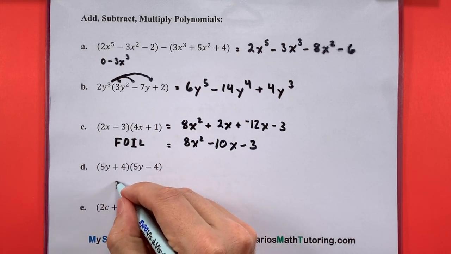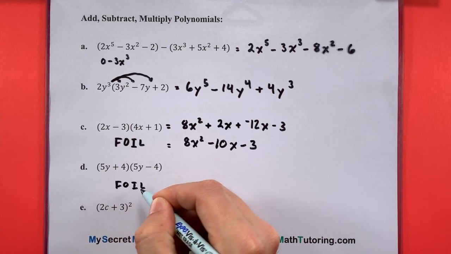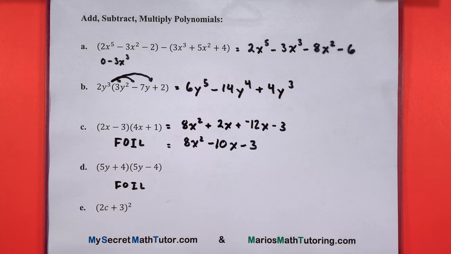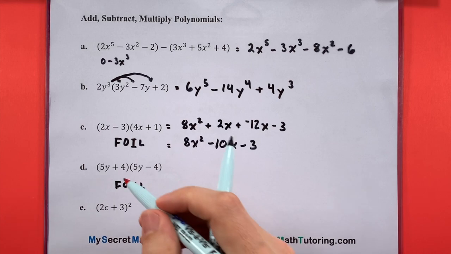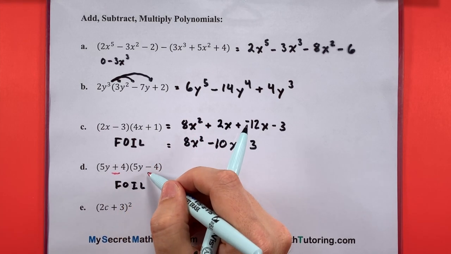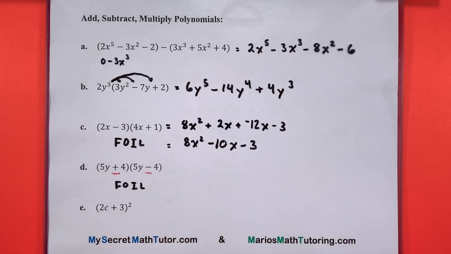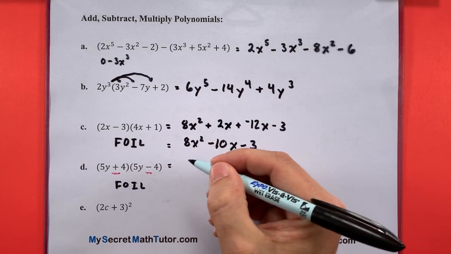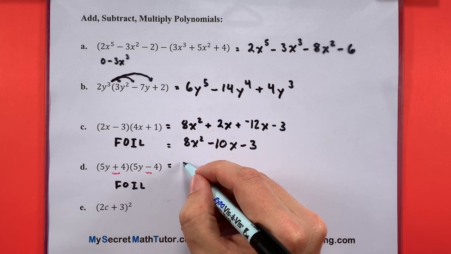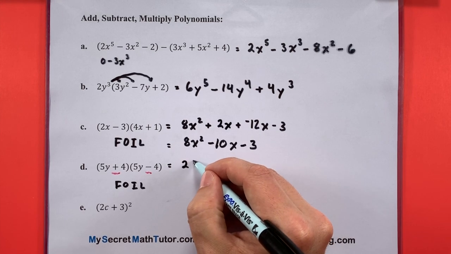The next one we can also use FOIL, but I want to point out something that will save you a lot of time. Notice how these two polynomials are exactly the same, except for this little symbol right here. One has a plus sign and one has a minus sign. In cases where you're multiplying two binomials together like that, it means that your outside and your inside terms will be the same, but opposite in sign. The punchline to all of this is that they will drop away entirely. Don't worry, I won't skip that step. Let's go ahead and take a look at what happens.